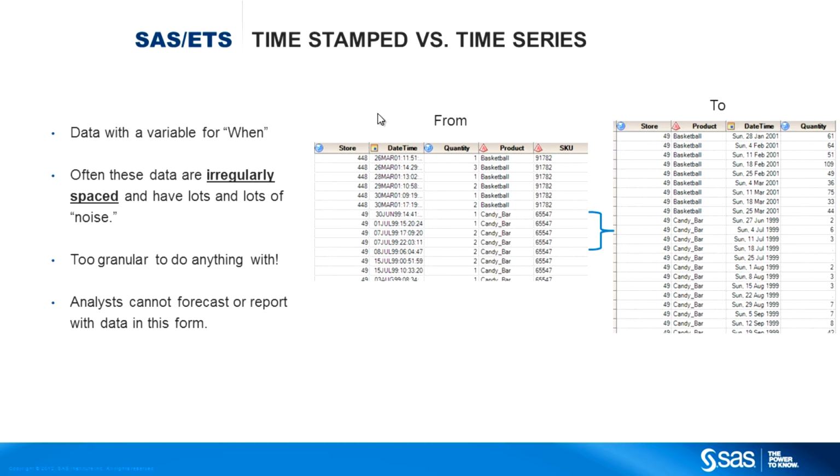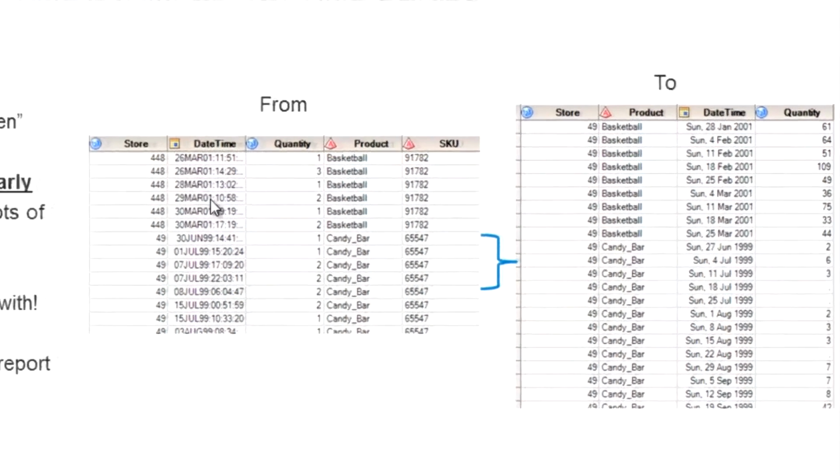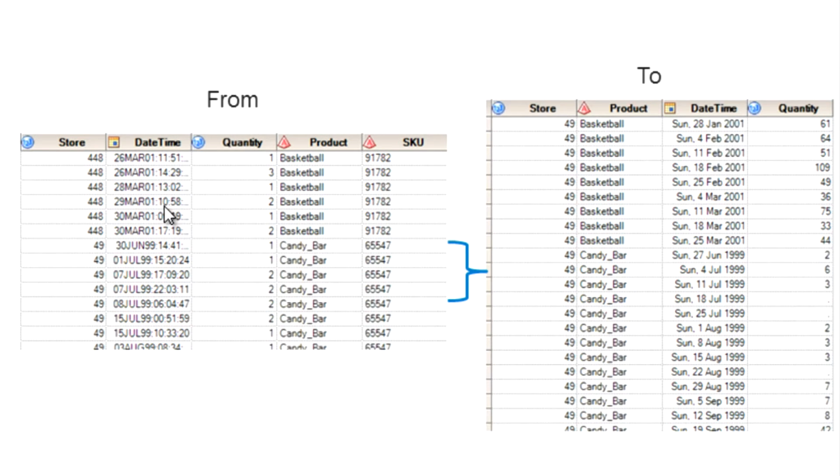So what is the difference between time-stamped and time series data? You can take a look at the two data sets that I have on the screen. On the left, we have a time-stamped transaction that says one basketball was sold in store 448 on March 26th. But we also have 3 additional basketballs that were sold on March 26th at a different time. In order to actually do anything with these data, we need to get a representation of how many basketballs in total were sold in store 448 or store 49 in a given day. And so our objective today is to take our data from the left and turn it into the right.